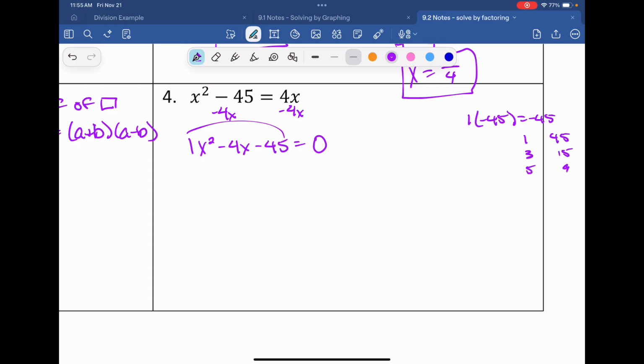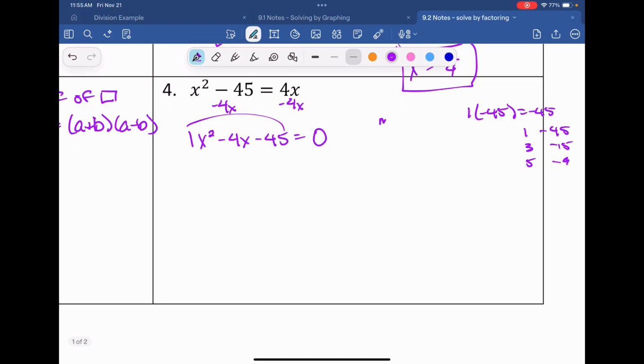It's a negative b, negative c. So that's our big factor, negative. So it's got to multiply. It's a negative 45. Add. It's a negative 4. And I see that there. Break it up. That's why I wrote the 1 there.